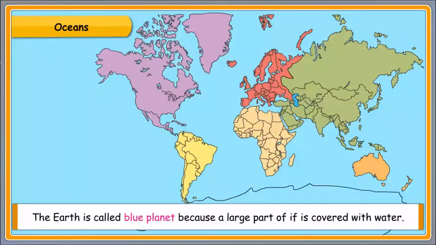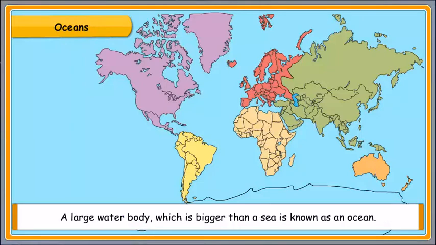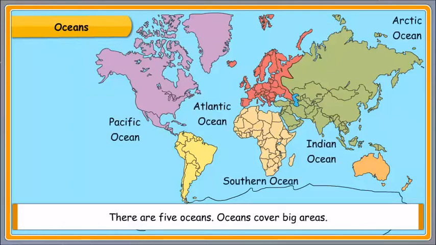Oceans. The Earth is called the Blue Planet because a large part of it is covered with water. A large water body which is bigger than a sea is known as an ocean. Oceans cover big areas. The waters of the oceans mix together. Each ocean contains partly smaller areas called seas.